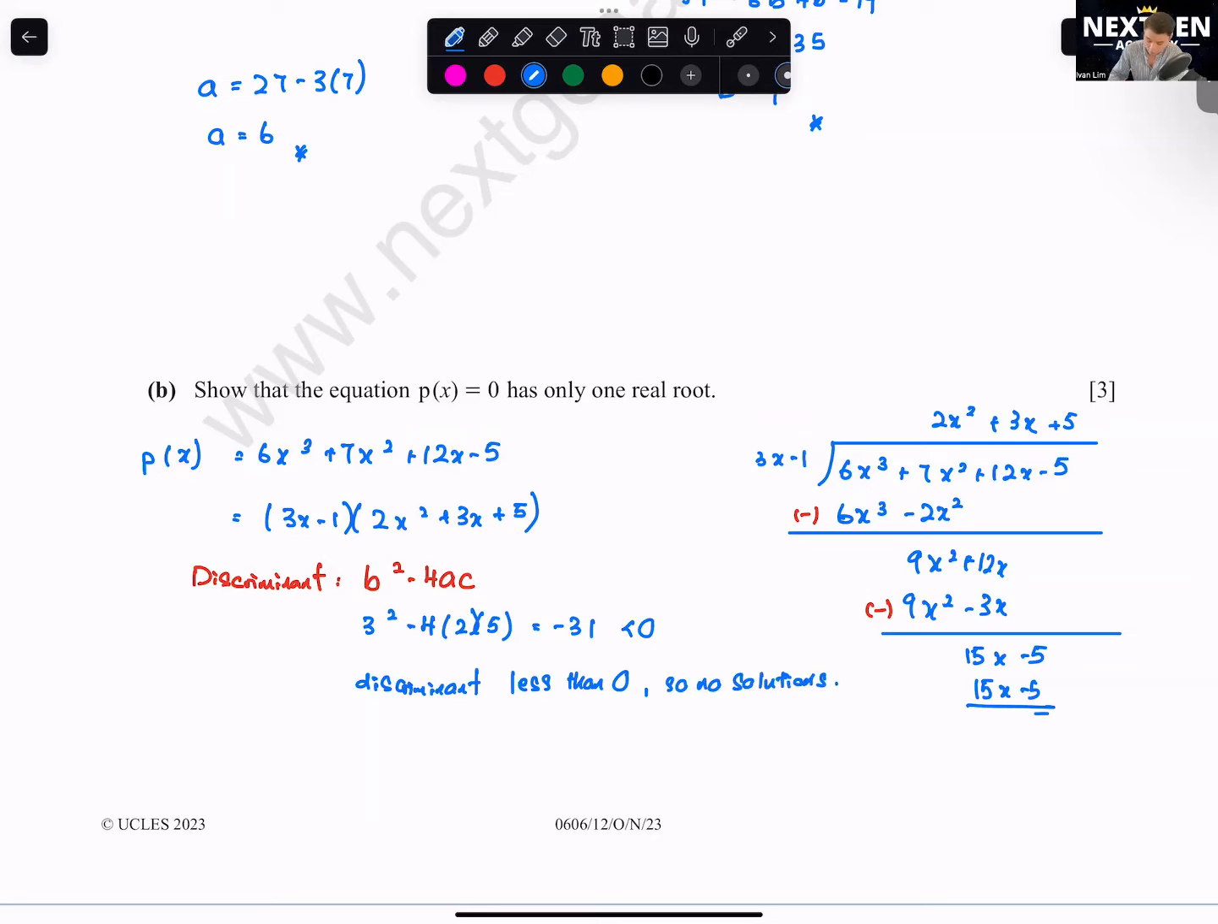If you want to write more, you can say therefore x equals 1 over 3 is the only solution, because this quadratic factor here has no answer. Okay, if you are good, give me a 1. Okay, 3, 2, 1. Let's go next one.